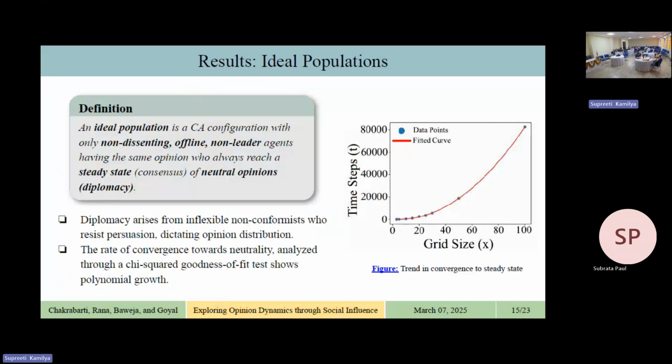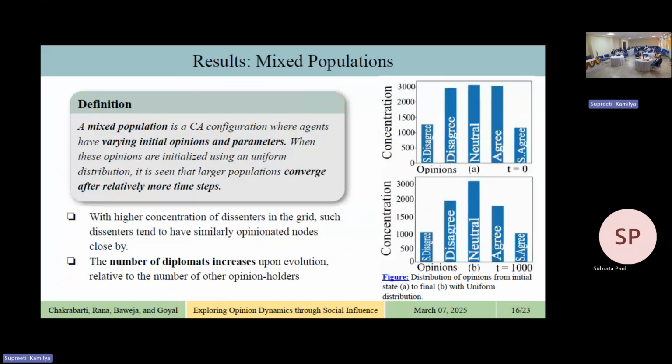And we see that all of them converge to complete neutrality or complete consensus, a complete steady state. This rate of convergence shows a polynomial rate of growth, which we can see here. And this is dictated by the number of dissenters, or the inflexible non-conformists, that I've defined here.